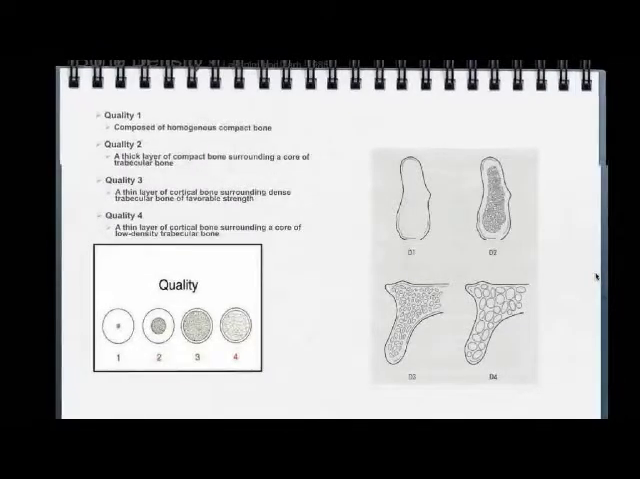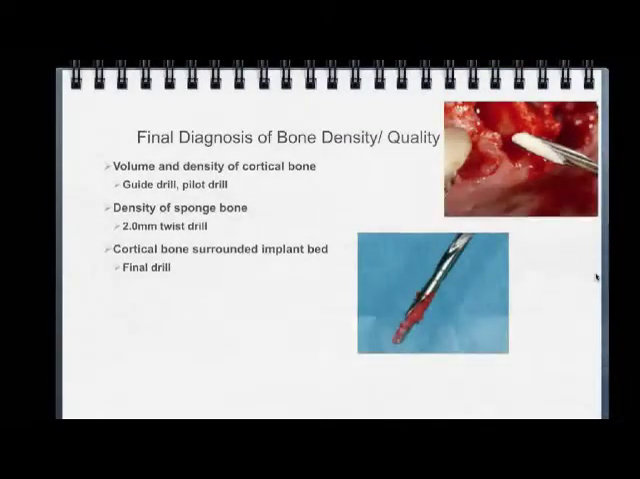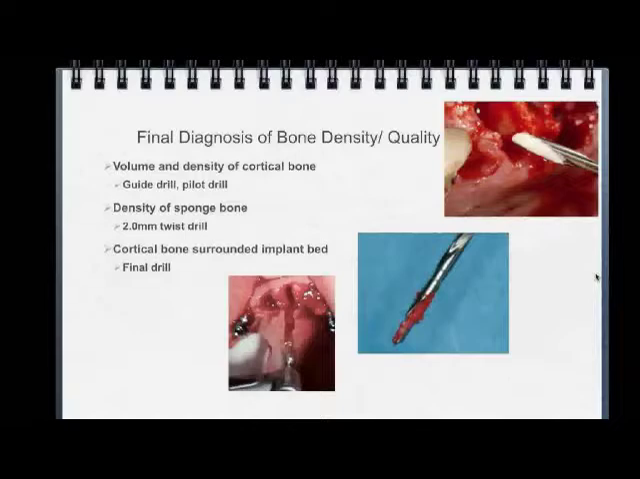At the time of the surgery, when we perform the drilling, we're going to look at the volume and the density of the cortical bone, and we can determine this with the guide drill, pilot drill, round drill, whatever we start our osteotomy with. The thickness of the cortical bone will tell us what type of bone we're dealing with, and the density of the sponge bone will be determined upon drilling with the starting 2 millimeters diameter twist drill.